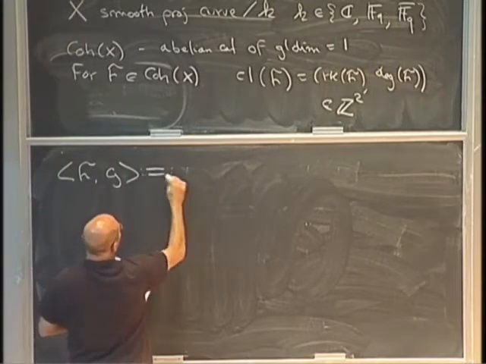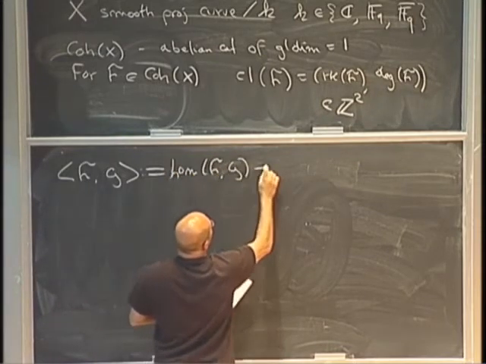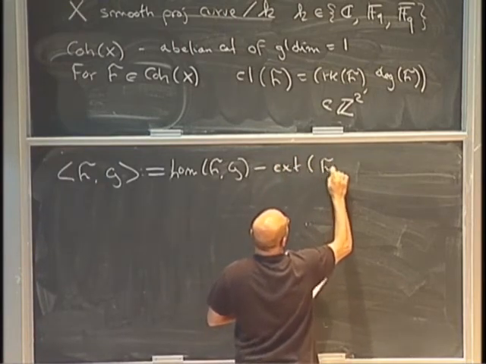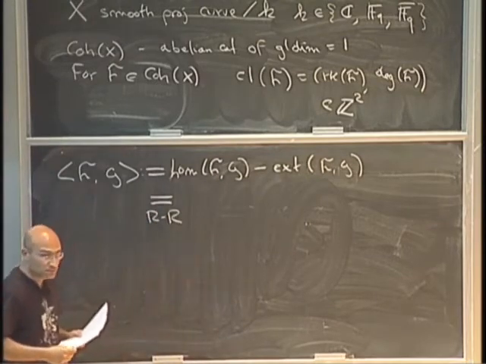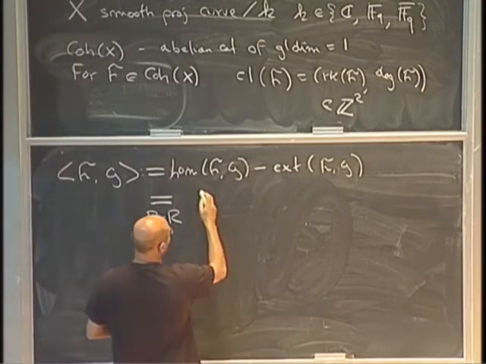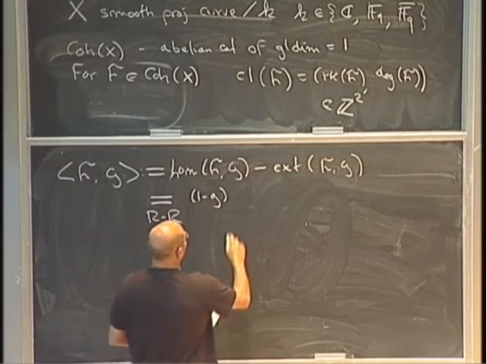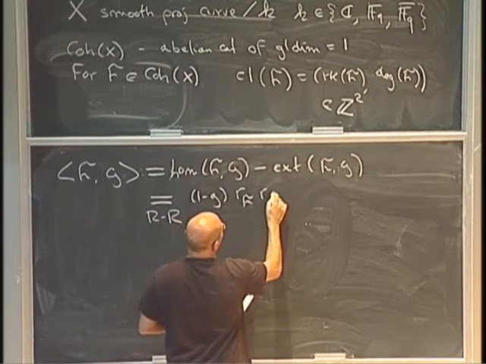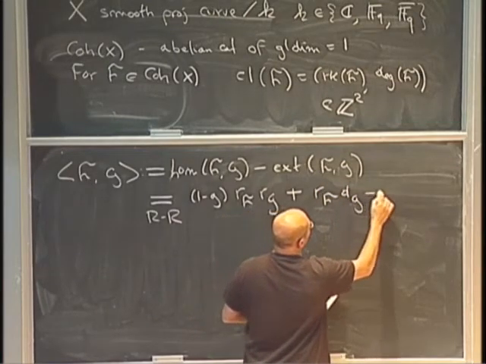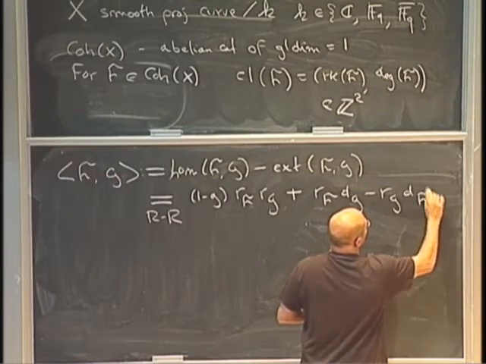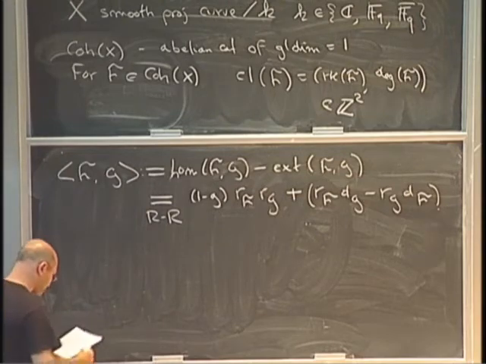So the Euler form, which is defined to be the dimension of the Hom minus the dimension of the Ext. This is equal to, by Riemann-Roch, the following formula: (1 minus g), g is the genus of the curve, times the rank of F, rank of G, plus rank of F, degree of G, minus rank of G, degree of F. So this is an important numerical invariant.